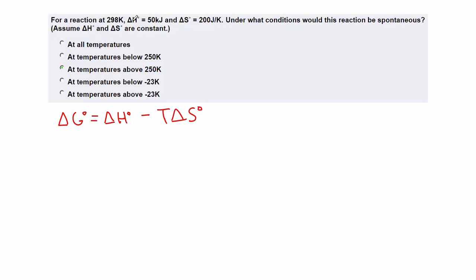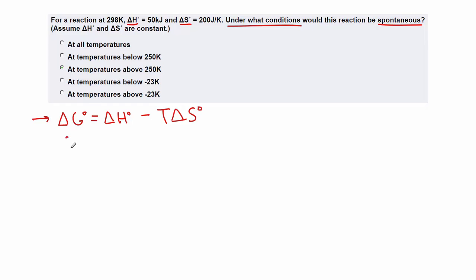In this question, you are given both delta H and delta S, and then asked under what conditions the reaction would be spontaneous. Now, you should definitely know that delta G needs to be negative for a reaction to be spontaneous, and you should definitely know this lovely equation that gives the relationship between delta G, delta H, and delta S. In this case, we're just going to plug in delta H and delta S.